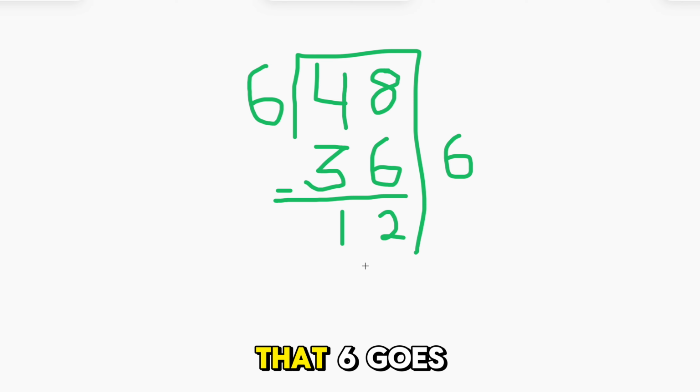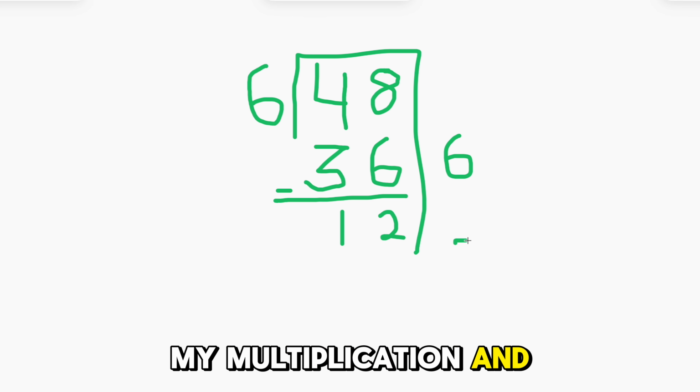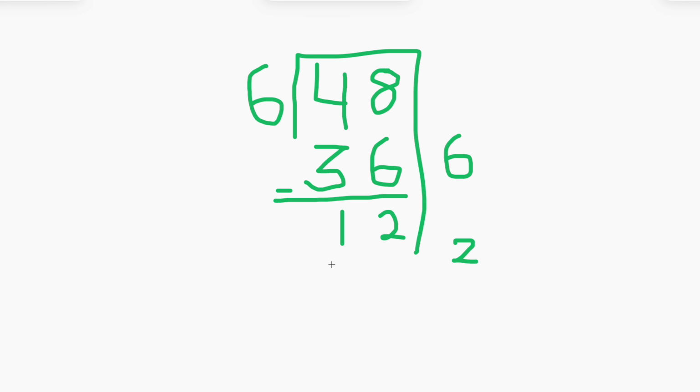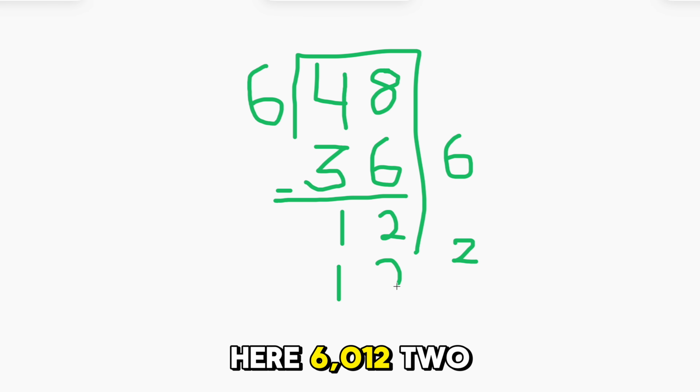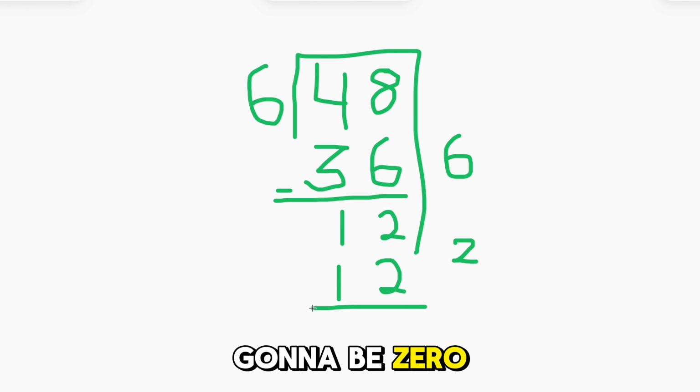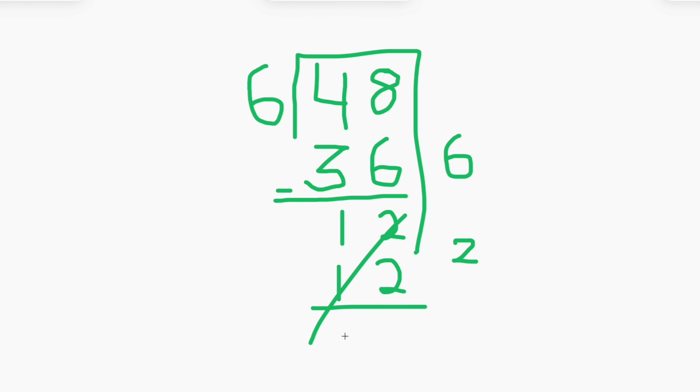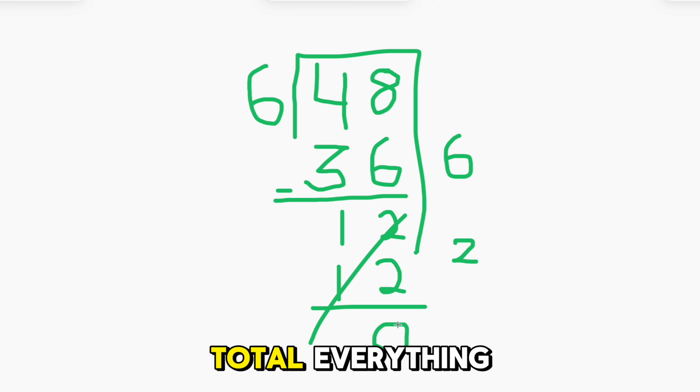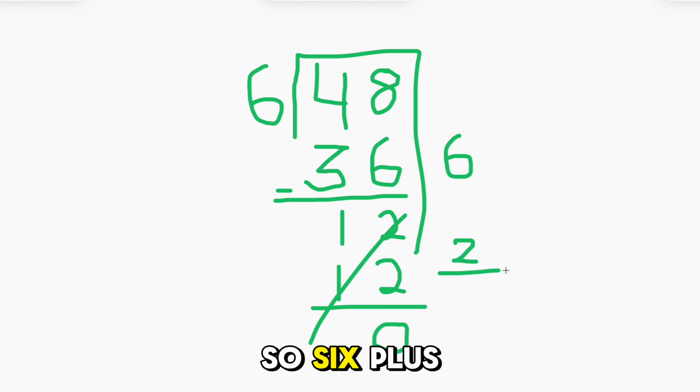Now I know that 6 goes into 12 two times. So remember, I have to keep track of my multiplication. 6 goes into 12 two times, and that's going to be 0. So now I just have to total everything. So 6 plus 2 is 8. And there you have it. 48 divided by 6 is 8.